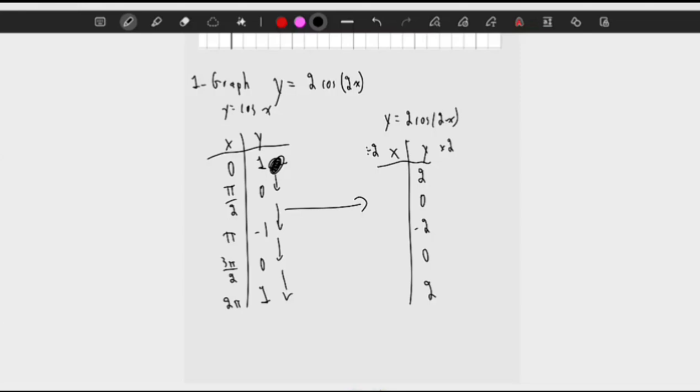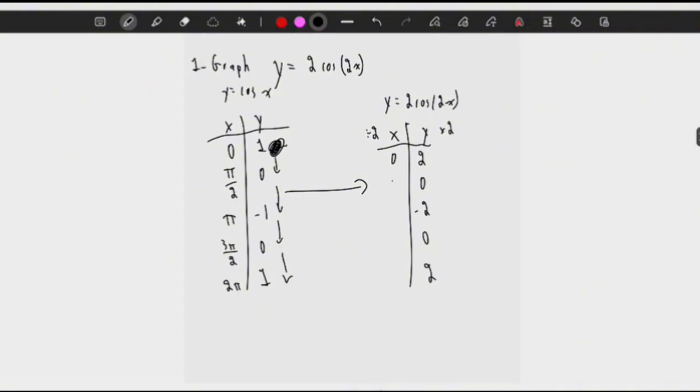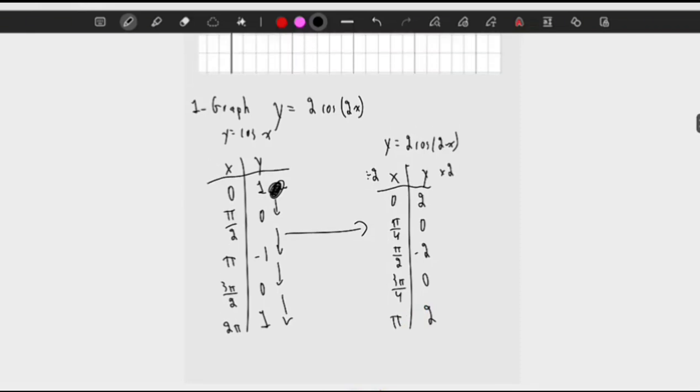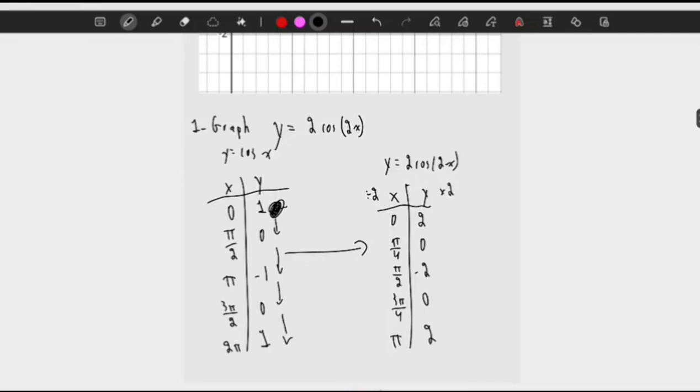Now for our x values. So 0 divided by 2 is just 0. Pi over 2 divided by 2 is pi over 4. Pi divided by 2 is just pi over 2. 3 pi over 2 divided by 2 is 3 pi over 4. And then 2 pi divided by 2 is just pi. So now we already have our full table of our transformed function.